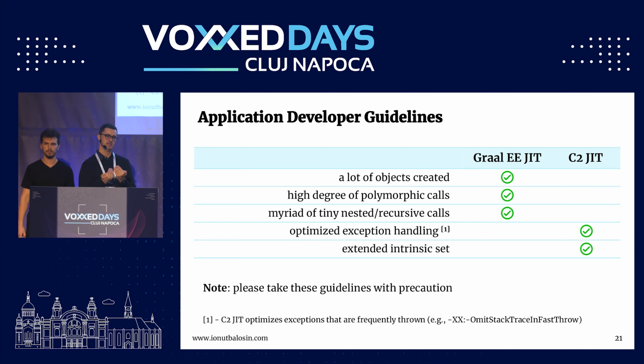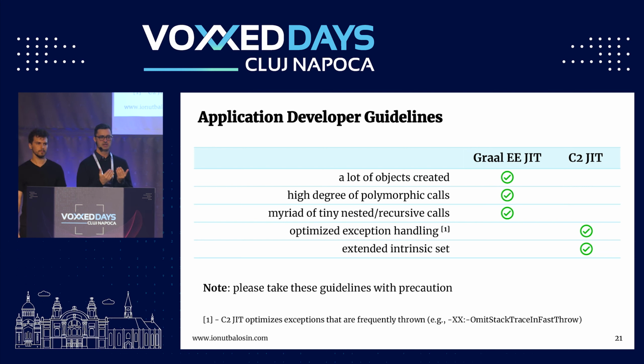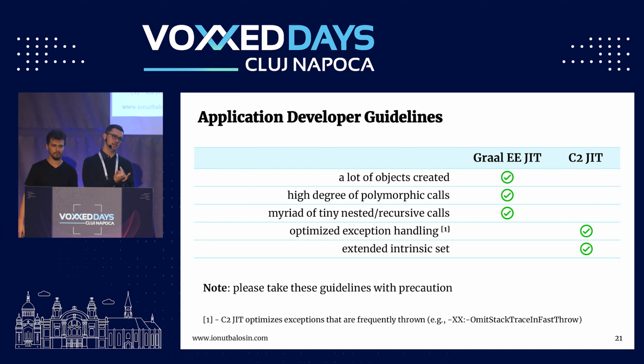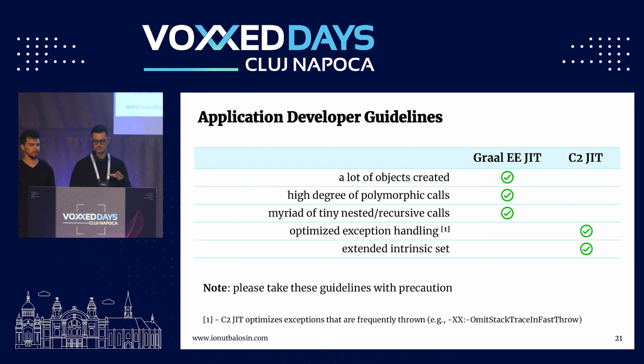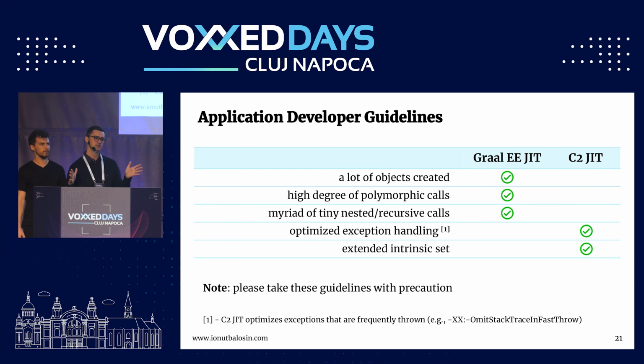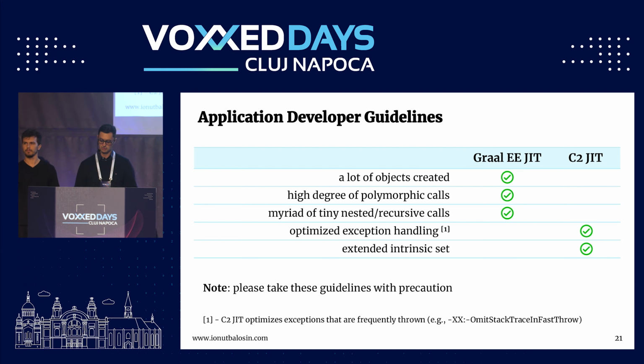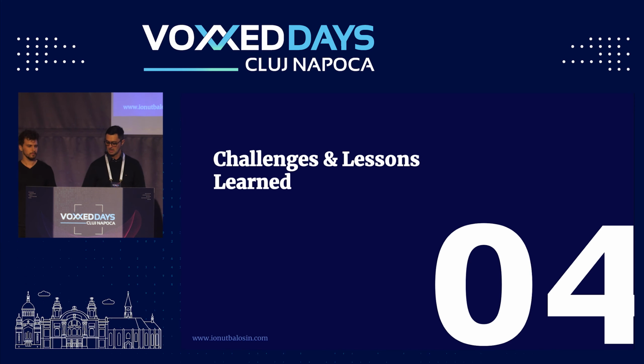to handle exceptions. It handles those exceptions, especially if you don't use the stack trace of the exception. This is the case. It handles them in a better way than Graal. And in 17, because everything I'm telling is about 17, it's not valid in 21, it has an extended intrinsic set. So therefore, I would say in some use cases, C2 is good. In others, the majority, Graal E is better.